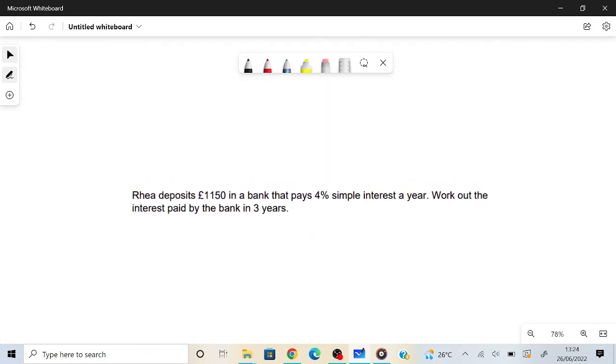Right, the first example I have, it says Ria deposits £1,150 in a bank that pays 4% simple interest a year. Work out the interest paid by the bank in 3 years. So let's start with the necessary information. We need to find our P, which is the principal or the amount invested. We need to find the rate at which the money is invested, and we need to find the time for which the money is invested.